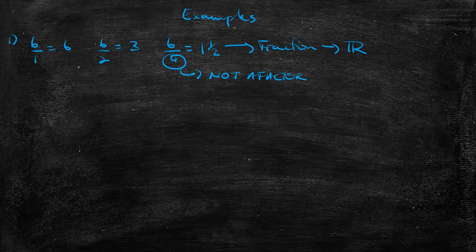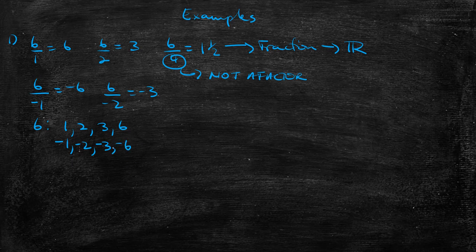So since it's not a factor of 6, you won't count it on the factor list. Now you don't have to only divide by positive values. You can also divide by negative values. So therefore, when you list the factors of 6, you should be able to get the values 1, 2, 3, 6, or negative 1, negative 2, negative 3, negative 6.